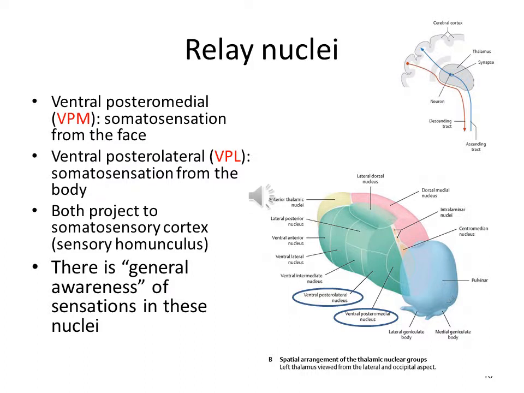2 important relay nuclei in the thalamus are the ventral posteromedial nucleus, VPM, and the ventral posterolateral nucleus, VPL. Each of these has somatosensation from the face or body that then projects to somatosensory cortex, to the sensory homunculus. In the thalamus, there is a general awareness of these sensations, but specific awareness does not occur until the action potentials get to somatosensory cortex.